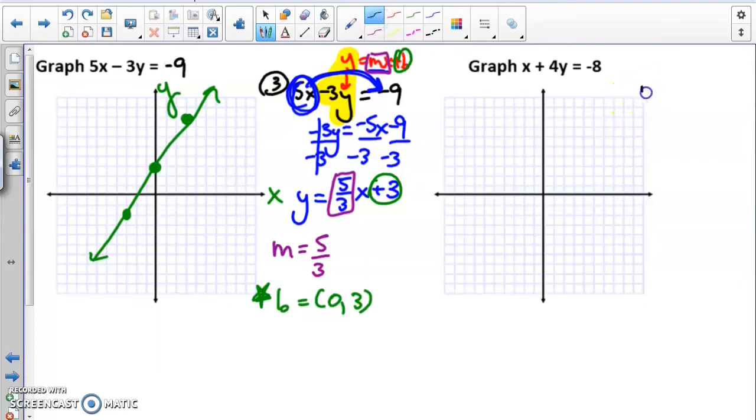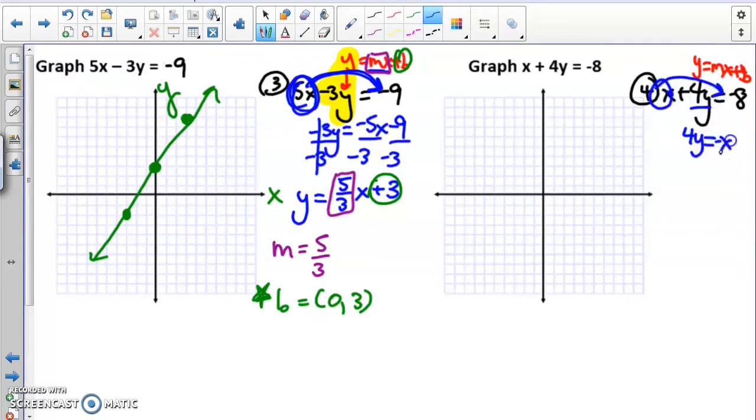So example 4. We have x plus 4y equals negative 8. First thing, make sure y is solved for. So we have to solve for y this time and get it in slope-intercept form. Y is already where he is, so I'm just going to drop him down. 4y equals, which means we transpose our positive x to the right side and make him a negative x, and drop down our minus 8.